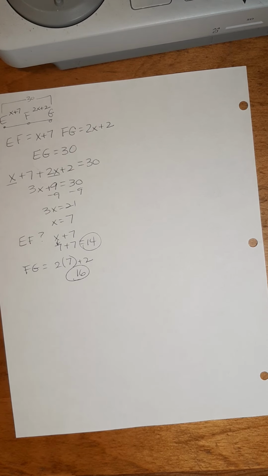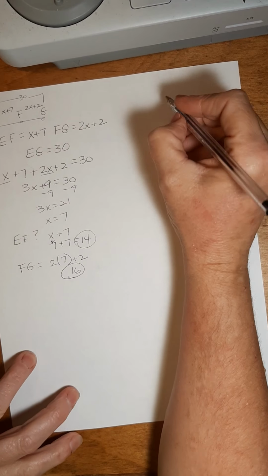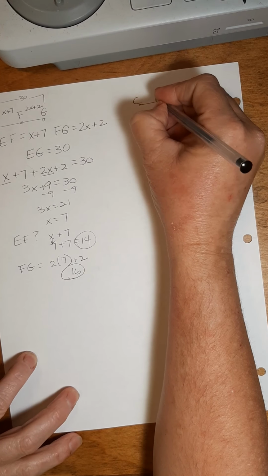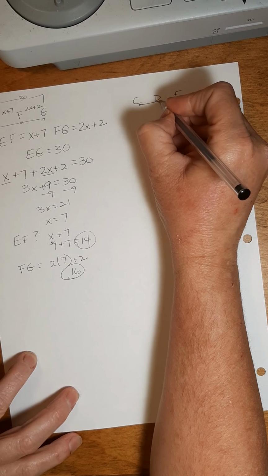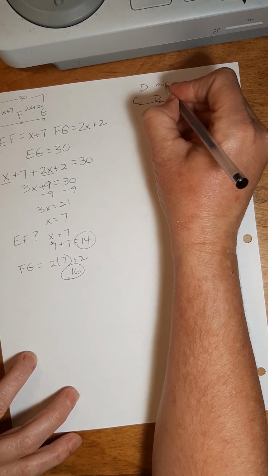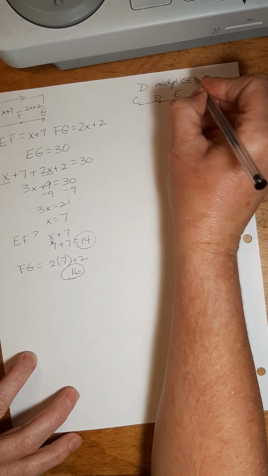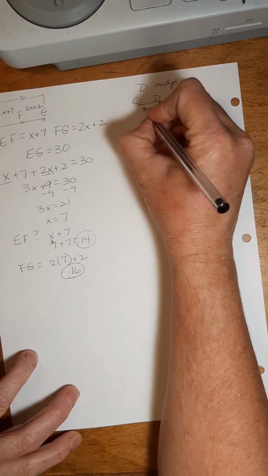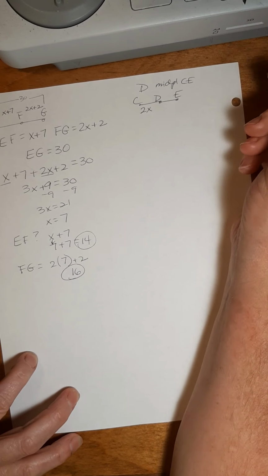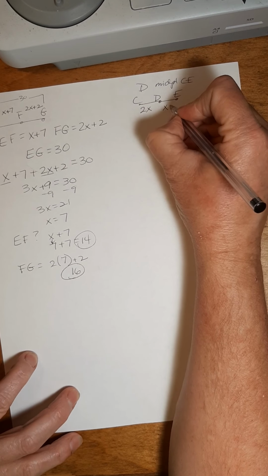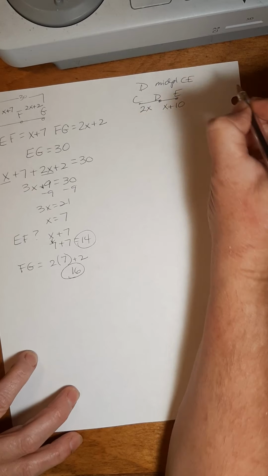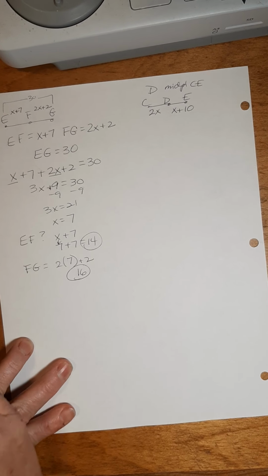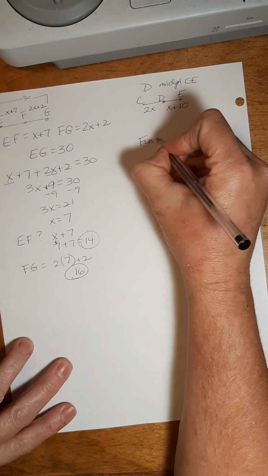Now, let's say they told you CDE that D is the midpoint of CE. So if it is the middle, they do equal. So if you had this CD is 2x and DE is x plus 10, and you wanted to, let's say, find CD.